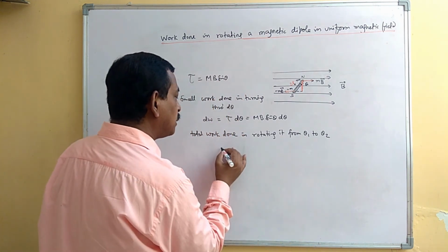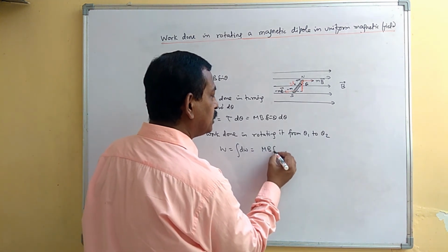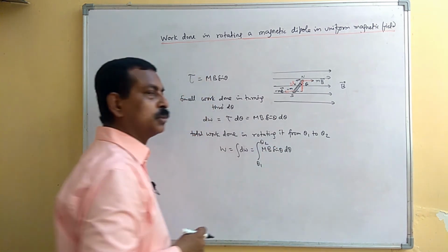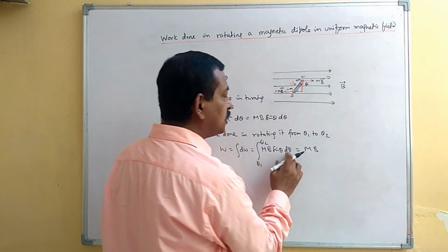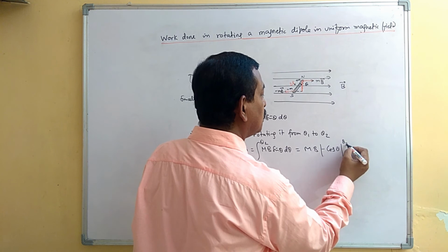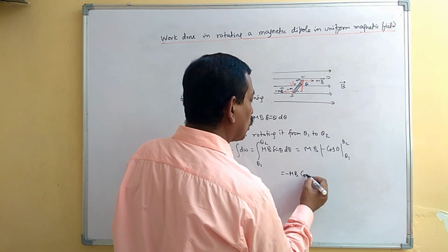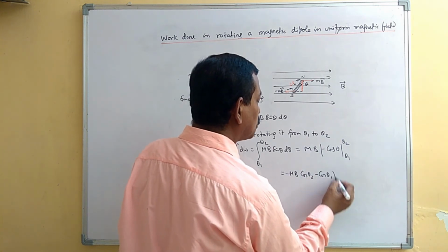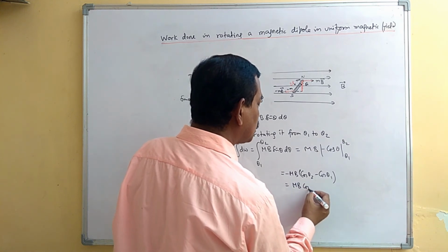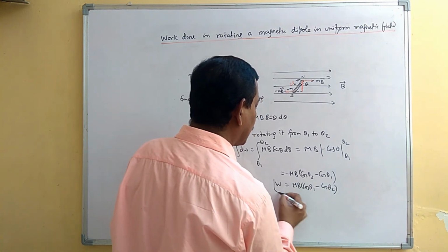In that case, W will be the integral of this dW, that is, the integral of mB sine theta d theta from theta 1 to theta 2. The integral will be minus cos theta. So this will be equal to mB (cos theta 2 minus cos theta 1), and that is equal to mB (cos theta 1 minus cos theta 2). This is the work done.